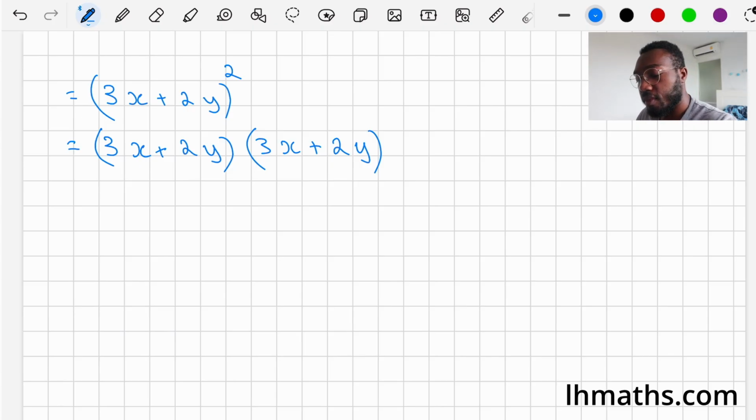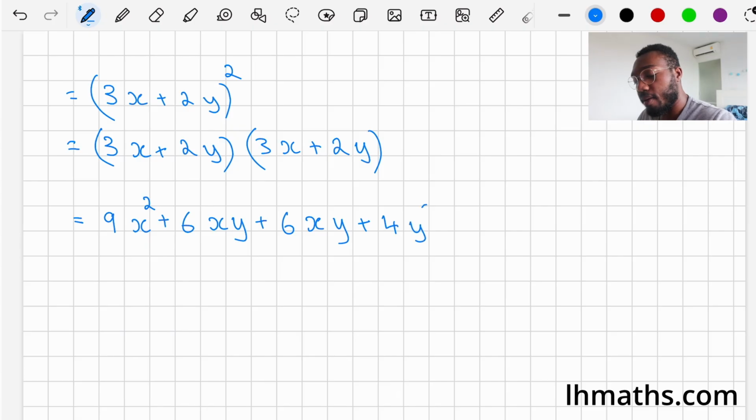So for this question, if we work this out, we'll do 3x times 3x. 3x times 3x is a 9x squared. Then we have 3x times 2y, which will give us a 6xy. We have another 3x times 2y, so that'll give us another 6xy. And then we'll have 2y times 2y, which will give us a 4y squared. And if we simplify this down, we'll be left with 9x squared, 6xy plus 6xy. That'll give us a 12xy.